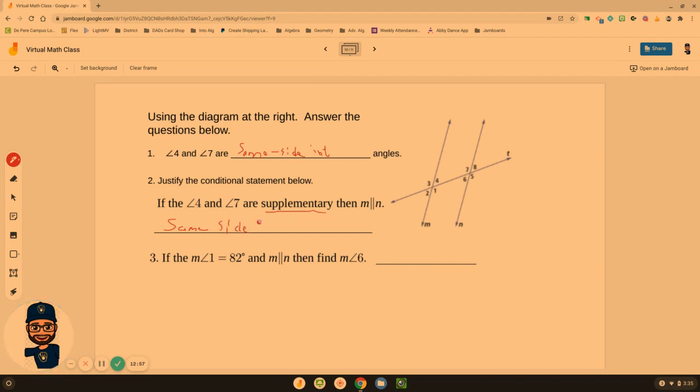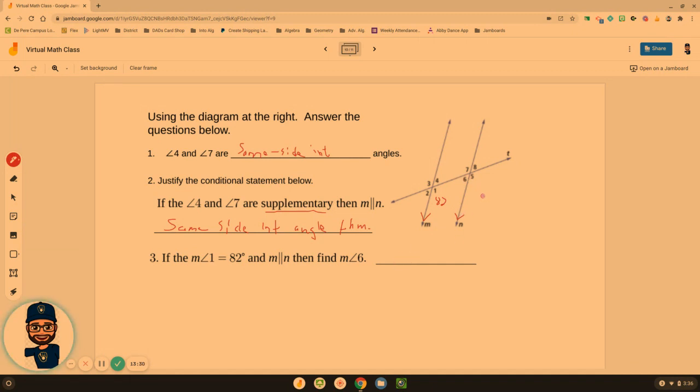Right? If I know the angles are supplementary and they're both same side interior, then the lines have to be parallel. That's exactly what the theorem is telling us. All right. So if the measure of angle 1 is 82, and they're telling us this line is parallel to this line, find the measure of angle 6.